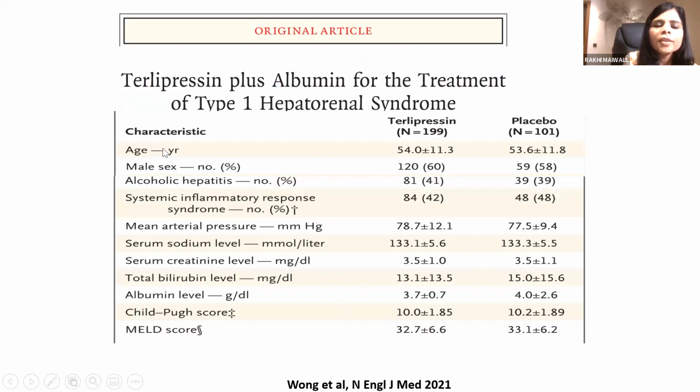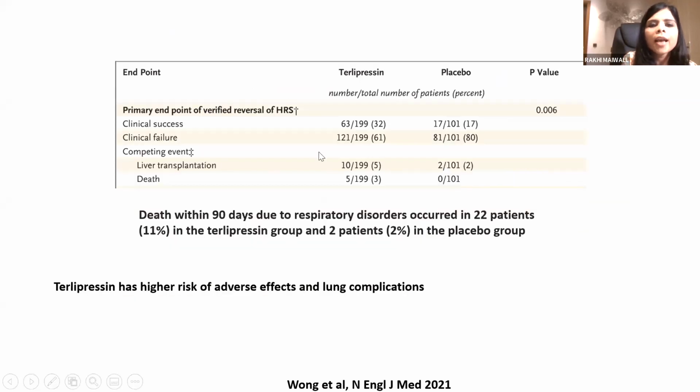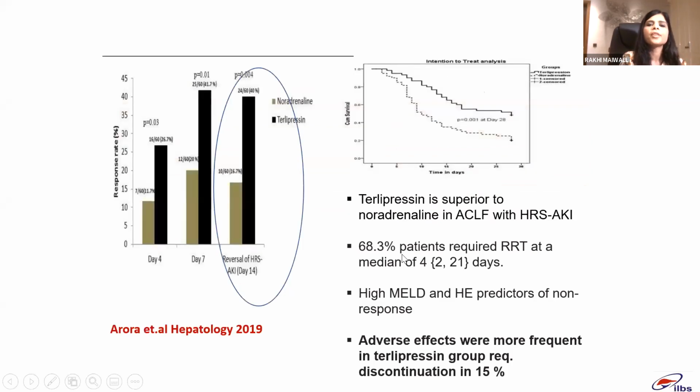Now, this is very recent data on bolus dosages of terlipressin. And again, we have to be very cautious. What we face as a problem routinely is that terlipressin, even though it is very, very effective, has the problem of adverse effects. And this was the data on bolus dosages. Here they showed that terlipressin had a higher rate of adverse effects and lung complications when given along with 20% albumin for the management of hepatorenal syndrome.